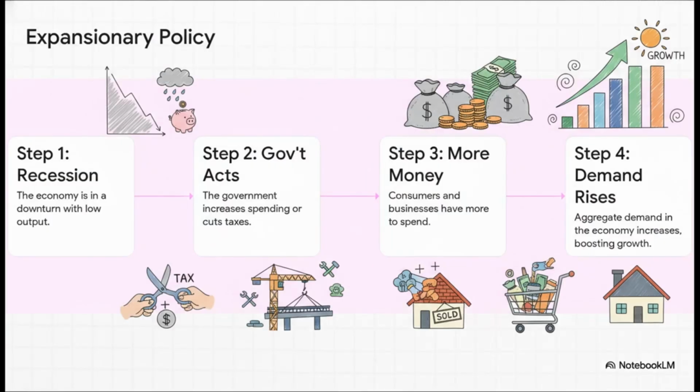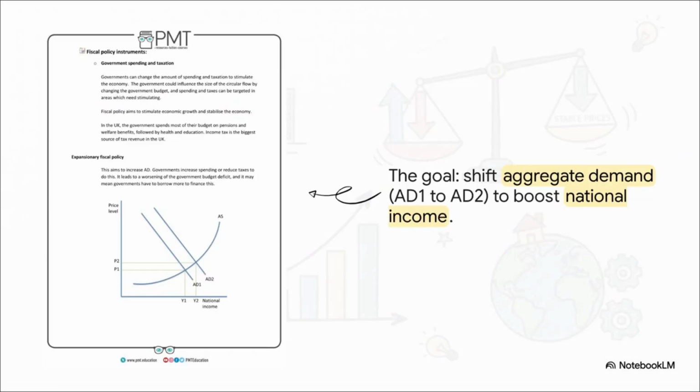So how does this actually work? Well, imagine the economy is in a recession. The government can step in with what's called expansionary fiscal policy. They could cut taxes, which means you have more money in your pocket to go out and spend. Or the government could increase its own spending, on things like building new roads or schools. Either way, the goal is the same: to inject more money into the system and boost the overall demand for stuff.